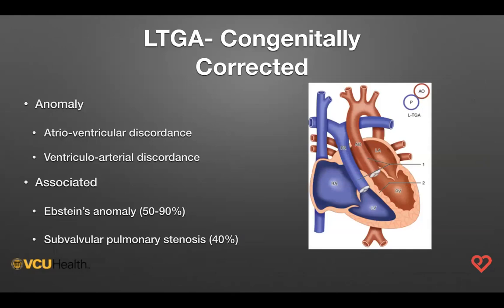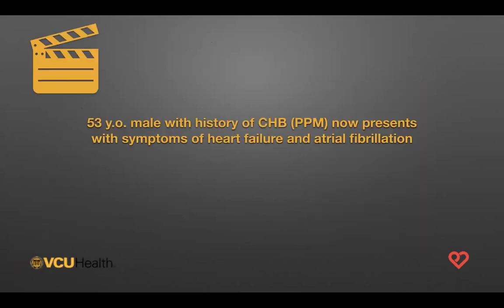So moving on to L transposition, which is also known as congenitally corrected. Remember, this anomaly is associated with a double discordance, which allows you to live. It's associated with Ebstein's anomaly and subvalvular pulmonary stenosis. So let's discuss a case. A 53-year-old male with LTGA has a history of complete heart block who presents with a pacemaker and now has symptoms with heart failure and atrial fibrillation.